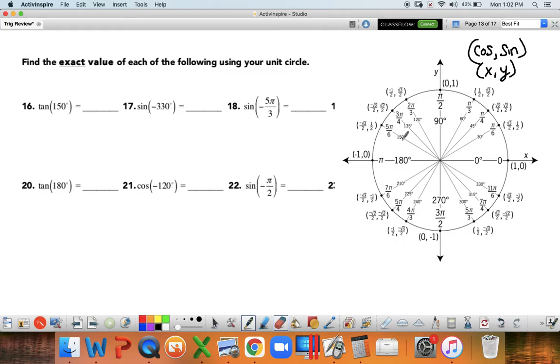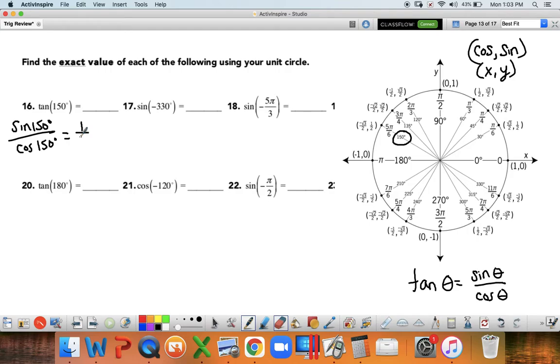Now, what we don't have on our unit circle is tangent. Tangent of theta is going to be sine divided by cosine. So sometimes you will have to do some fraction math. Sometimes you will have to find a coterminal angle. It all just depends on the question itself. So the tangent of 150 degrees. I find 150 degrees and I say, okay, I have to do the sine of 150 divided by the cosine of 150. That's how I'm going to get the tangent of 150.